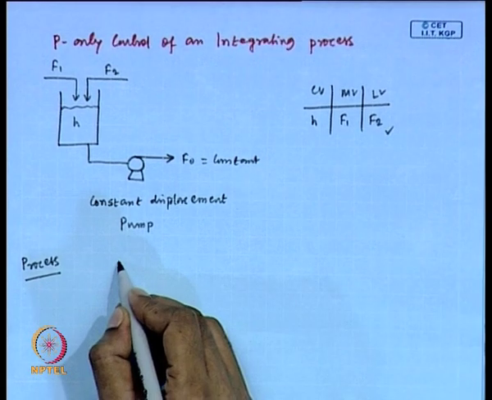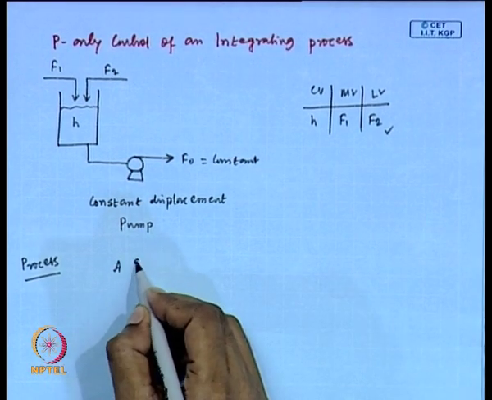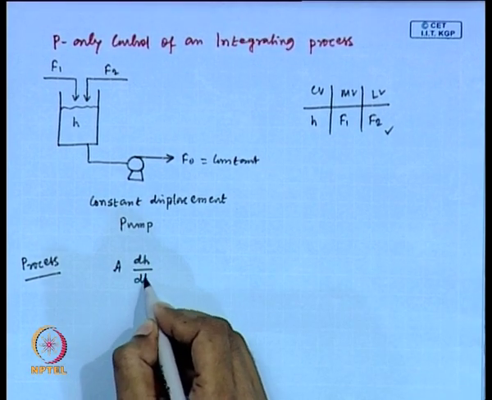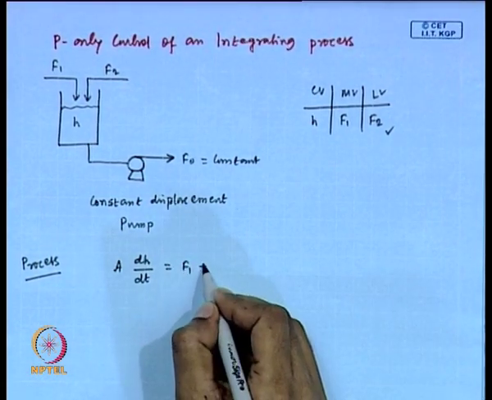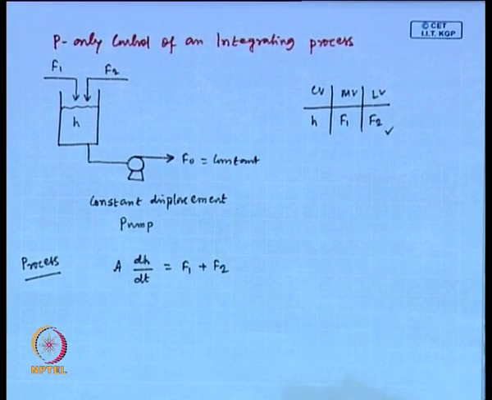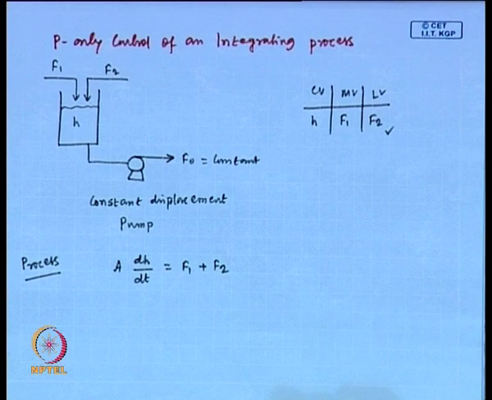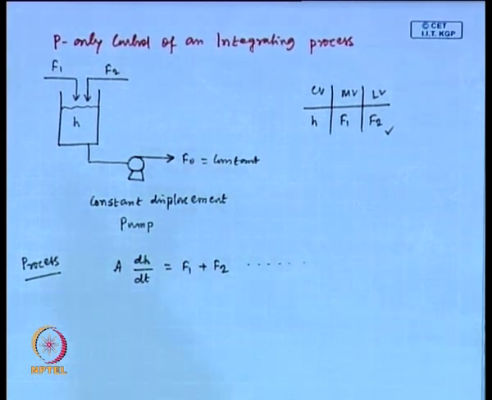Performing mass balance, we can write for the example system as A dH dt equals f1 plus f2. All these variables are deviation variables.